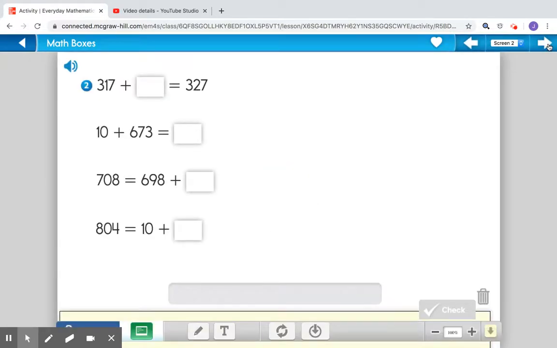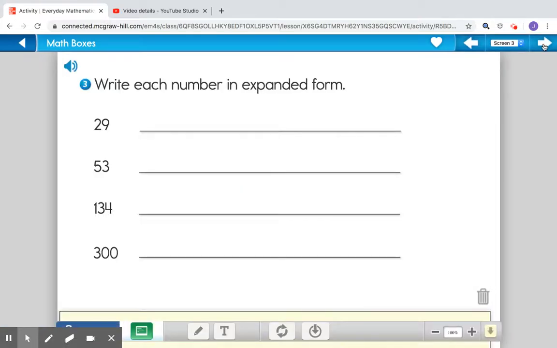We're not doing number 2. You may do number 2 if you would like, but I'm going to skip over that right now. And we're going to go to number 3. And on number 3, boys and girls, it says, write each number in expanded form. And we know that expanded form means that we stretch out the number, boys and girls, okay? We take our number. So for example, the number 29, we want to stretch it out into expanded form, into place value. So I'm going to do number 1 with you, and I'm going to click on my pen, and I need to find out how many 10s, boys and girls, are in the number 29.